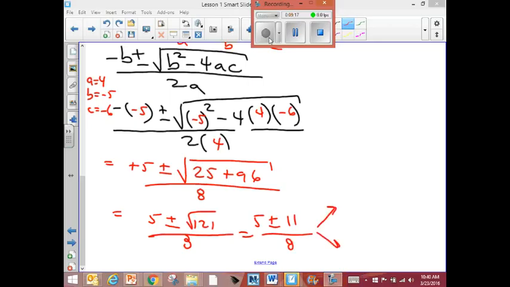Which gives us 2 answers. 5 plus 11 is a 16 over an 8. And the other is what, a 6 over 8? No, it's negative 6 over 8. So one can stay as a fraction unless you want to just do both of them, which will be 0.75 if you're using a calculator. If you're not using a calculator, you just reduce the fraction.